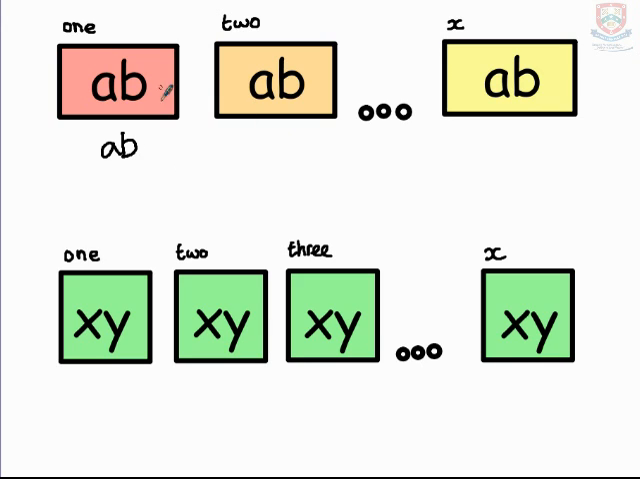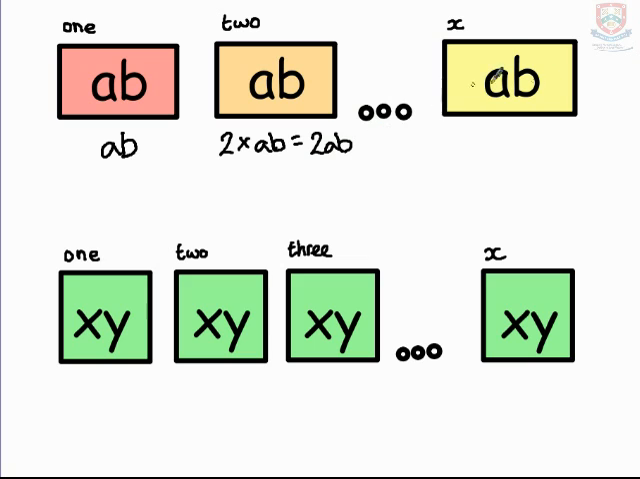If I have 2 of these rectangles, I would have 2 times AB. And that can be written simply as 2AB. If there was 3 rectangles, it would be 3AB. If there was 4 rectangles, 4AB, etc.